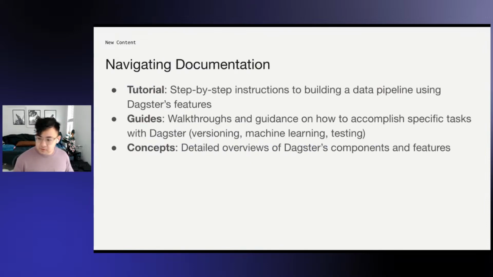And we've received some questions from the community about how to navigate documentation. How do we know where in the documentation site to go to? From a high-level perspective, you can view the tutorial as the step-by-step instructions to building out a data pipeline using Dagster. The guides are more horizontal walkthroughs and guidance on how to accomplish specific tasks, such as versioning, machine learning, or testing. And the concepts are detailed overviews of Dagster's components and features, such as the ones that Nick and Sandy talked about today.